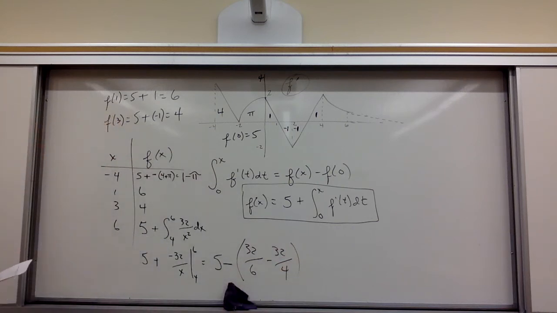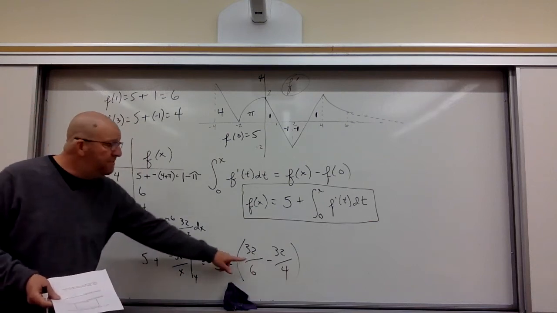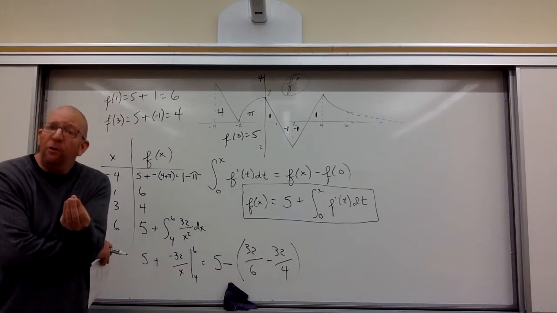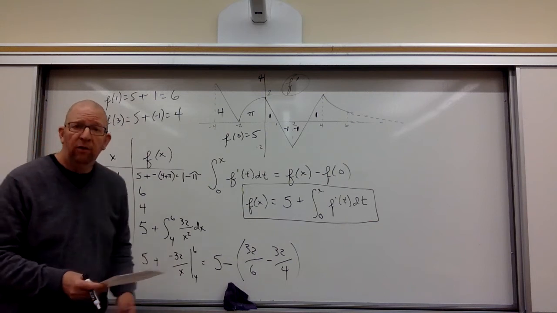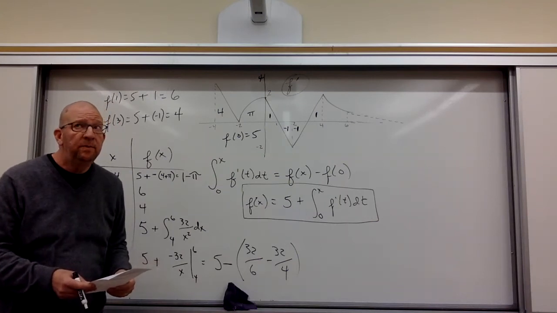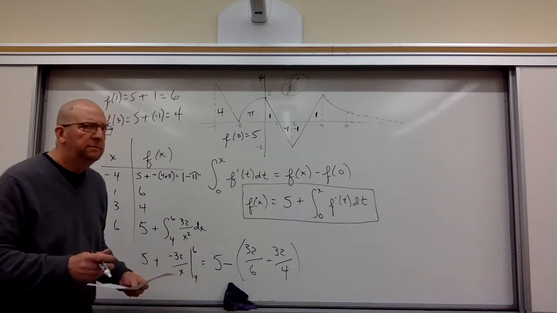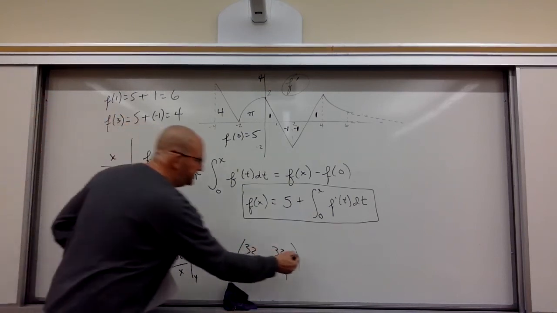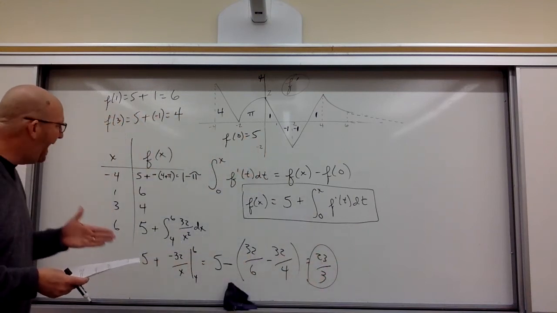Okay, so this should come out pretty nicely. Let's see. 5 minus -8, that's 13. 13 minus 32 over 6. 13 is 78 over 6. 78 over 6 minus 32 over 6 is 46 over 6, which is 23 over 3. You're exactly right. So we'll call this 23/3.